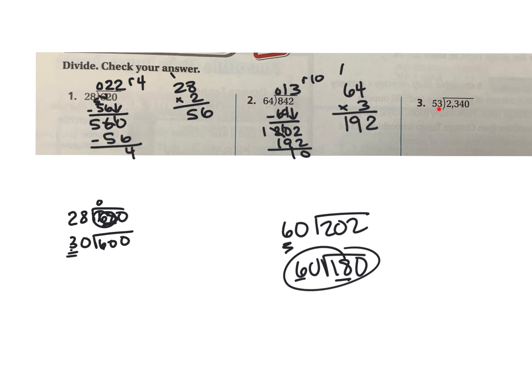Okay, 2,340 divided by 53. So I'm going to ask myself, 53 times what number gives me 2? Nothing. And just out of habit, I'm going to put the 0 there because it's a placeholder and it keeps me lined up nice and neat. 53 times what number gives me 23? Also nothing. Okay, so now I've been pushed over all the way to 53 times what number gets me 234.